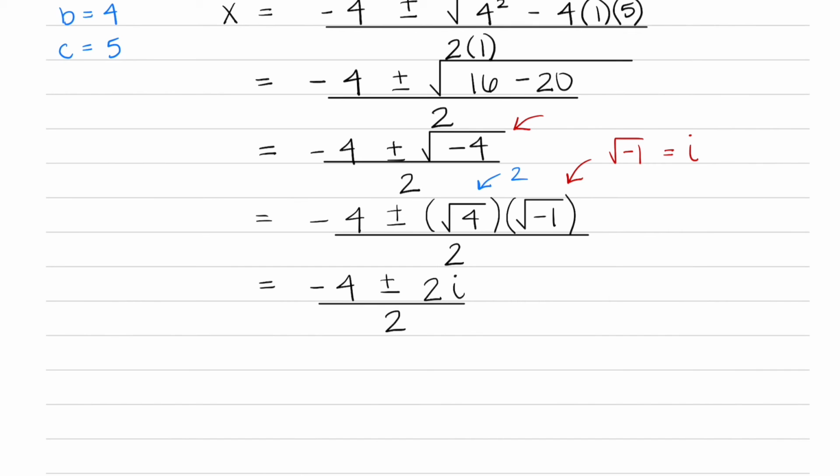So let's reduce by dividing by that denominator. If we go -4 divided by 2, we're left with -2. And 2 divided by 2 is just 1. So we can write that as -2 plus or minus i. And so now our solution is -2 plus i and -2 minus i.